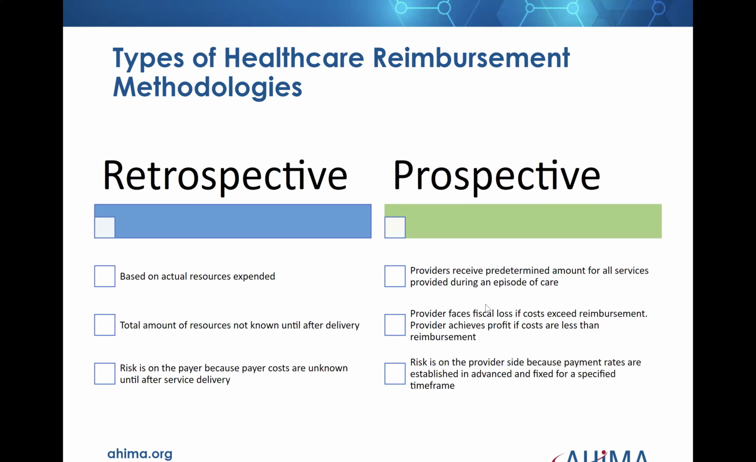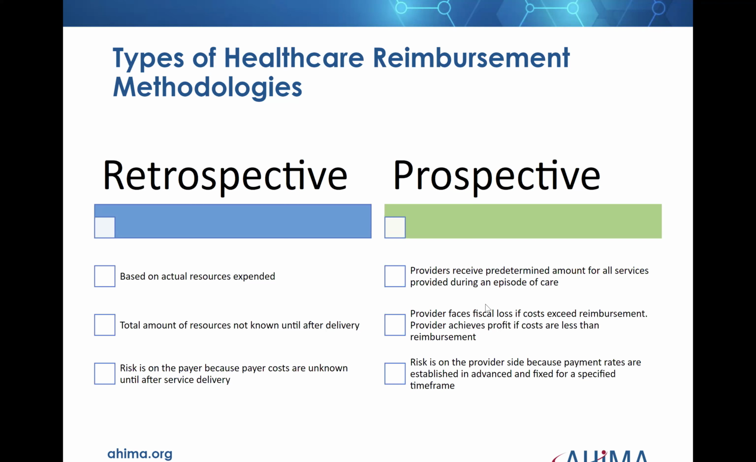Retrospective versus prospective is pretty straightforward. This is a kind of fee-for-service model that we're all familiar with. We go to a physician, they order tests, they have labs drawn, they provide an exam of varying levels of complexity, and it's based on what resources were actually expended.